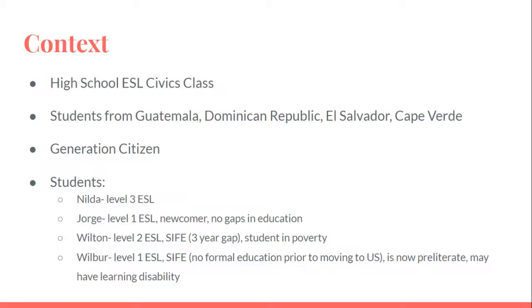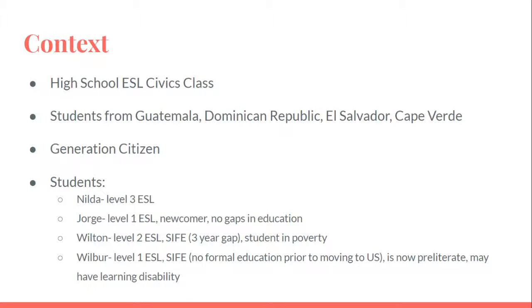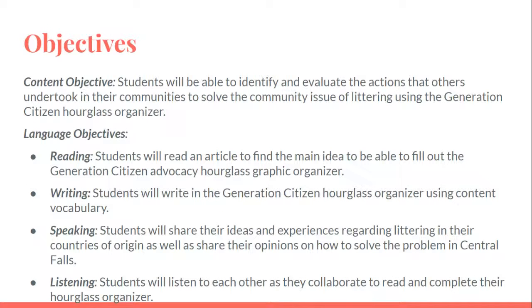Just in the interest of time, I'm not going to go over the students, but you can see the bare bones of who they are here. My objectives are here too. So content is students will be able to identify and evaluate the actions that others undertook in their communities to solve the community issue of littering using the Generation Citizen Hourglass Organizer.